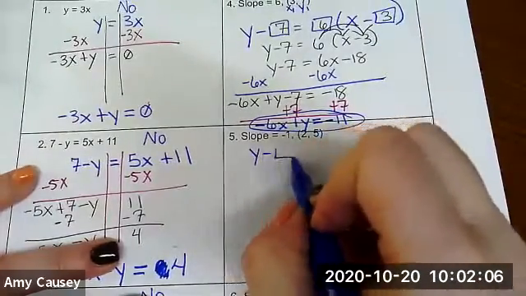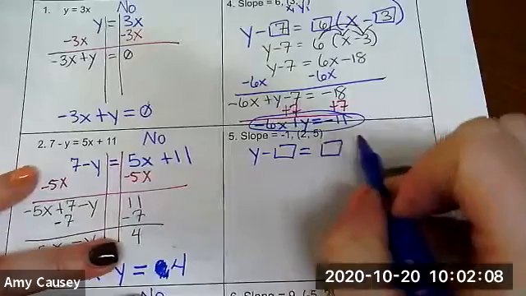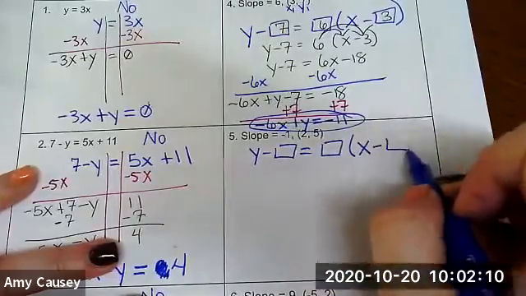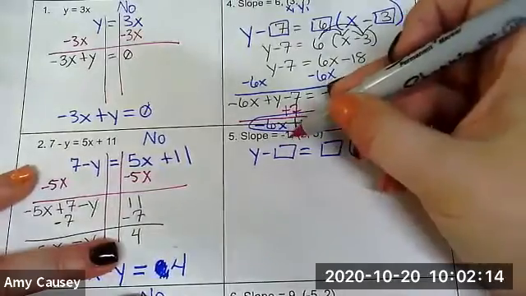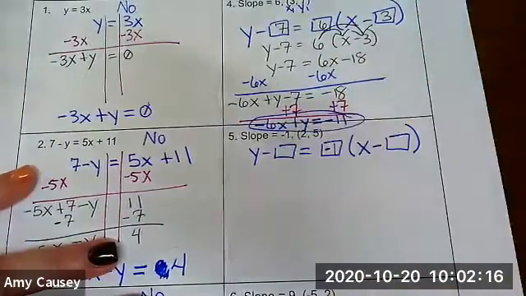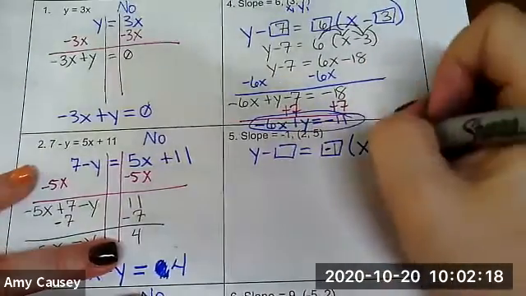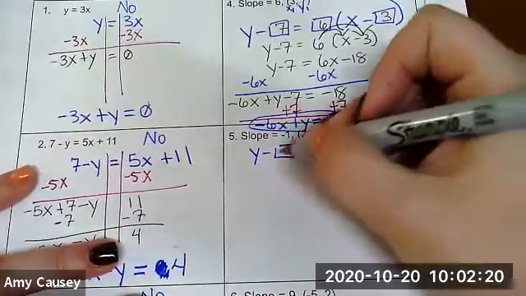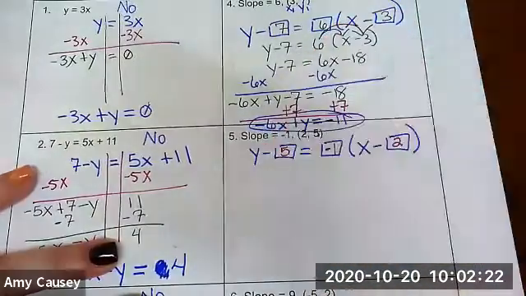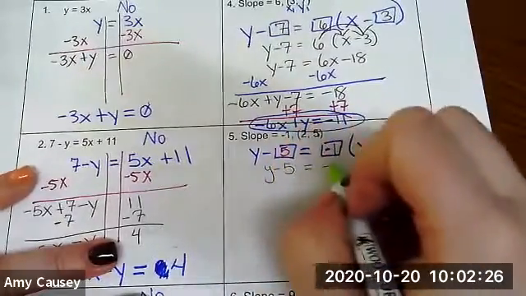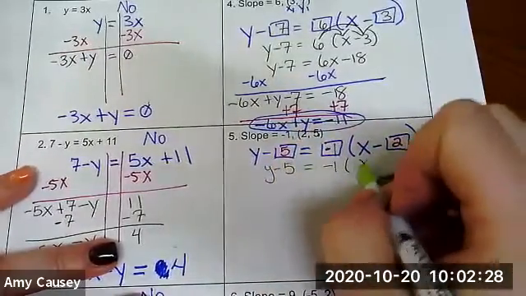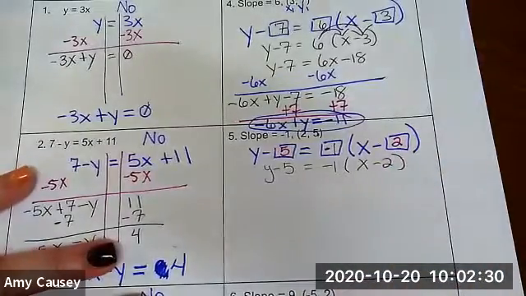All right, so let's get set up here. So y minus a box equals a box times x minus a box. And now I'm going to plug stuff in. So if my slope is negative 1, that goes in the middle. X goes with x. Y goes with y. Let's change this without the boxes. I don't have to change any signs. This is good news. It makes it a little easier.